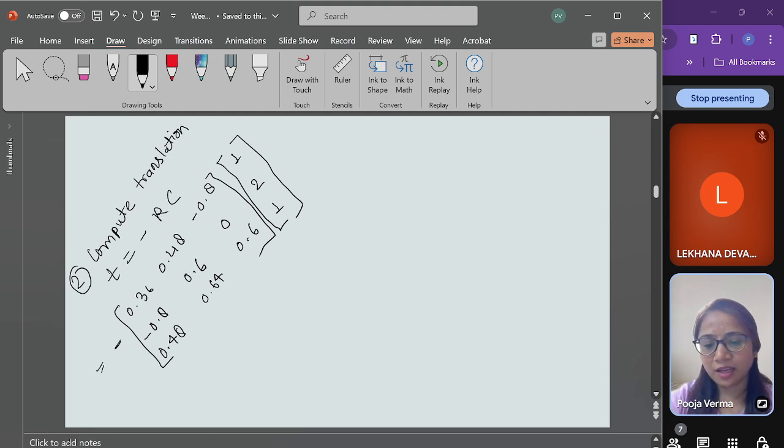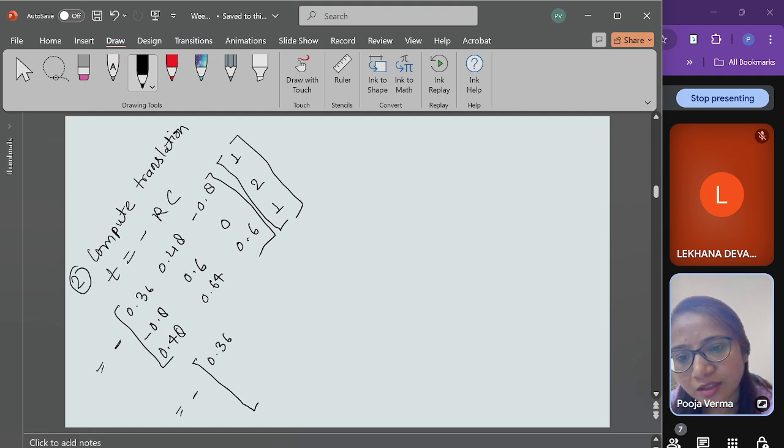So parallelly I am also calculating. You can also calculate. Okay, let's multiply row by column and add that. So first 0.36 into 1, so 0.36 itself.